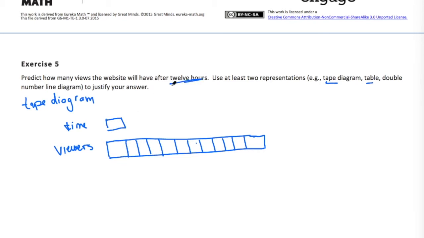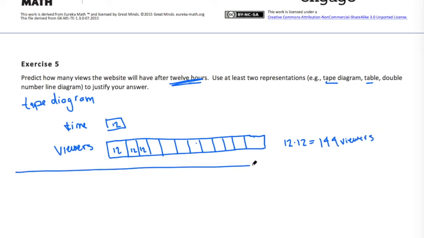So if we want to figure out after 12 hours, 12 is going to be each box. So without having to put 12 in every single box, we know that there's 12 boxes. So 12 boxes times 12 in each box gives us 144 viewers. Great. Let's talk about this double number line that they're talking about.